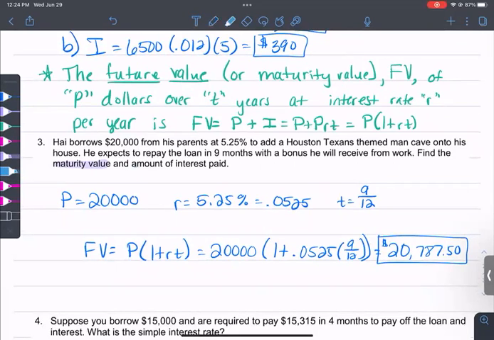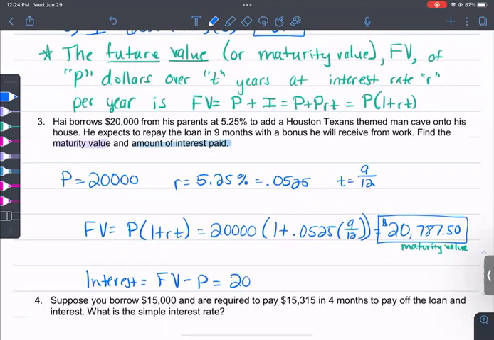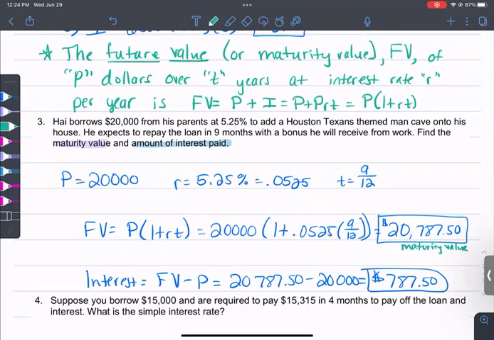And then it asks us to find the amount of interest paid. So while this is the maturity value, the interest is the difference between the future value and the principal. So basically, how much more than the principal does he pay? So future value minus the principal of 20,000, $787.50 is what he paid in interest.